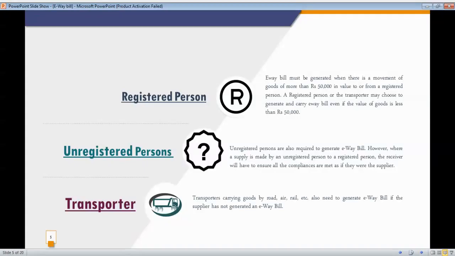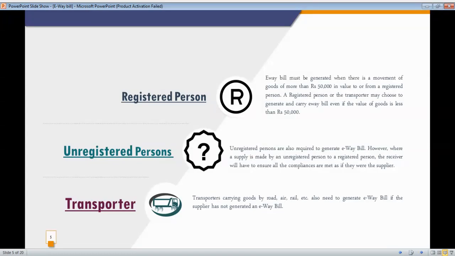If the registered person is a consignor, who is the supplier of the goods, they will be responsible for generating the e-way bill before moving the goods. If the registered person is the consignee, that is the recipient of the goods, they need to generate the e-way bill in some cases, such as when they are collecting the goods themselves. The registered person can use the e-way bill portal or other authorized means to generate the e-way bill using details like invoice number, transportation details, and goods descriptions.